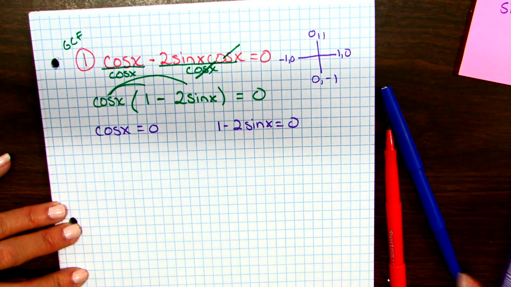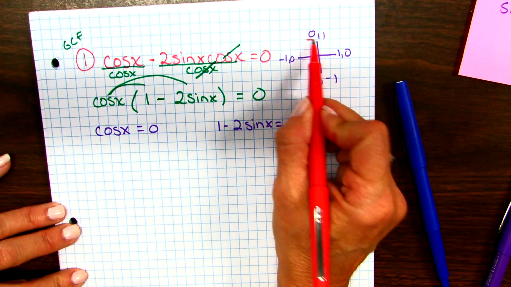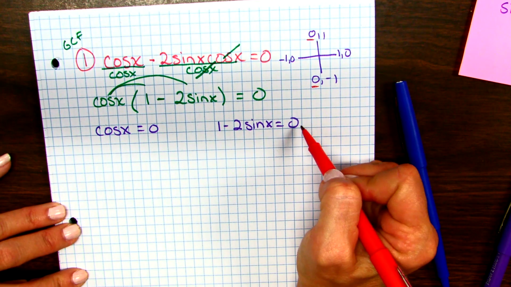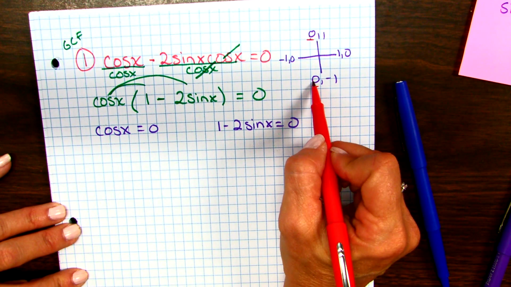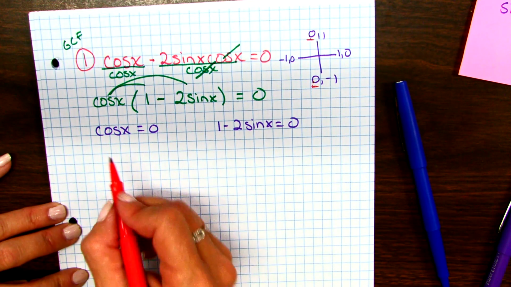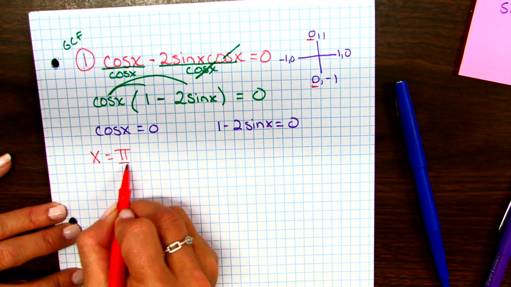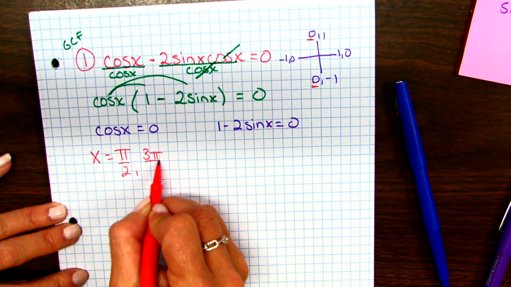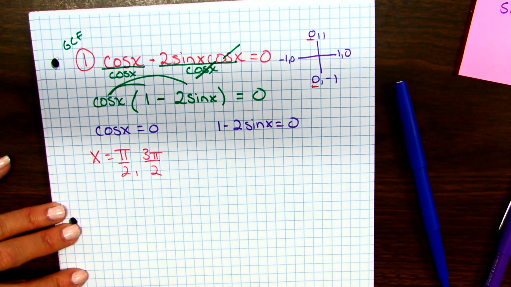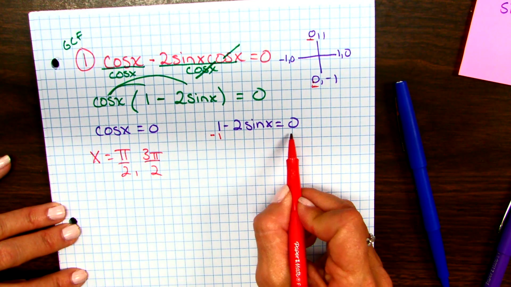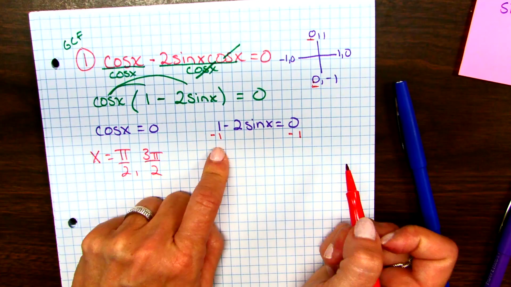Cosine being 0, that's at the top and at the bottom, right? That's where cosine is 0. Right, Evan? Okay. I couldn't tell by the face of you. Right? Over here, subtract 1. Subtract 1.